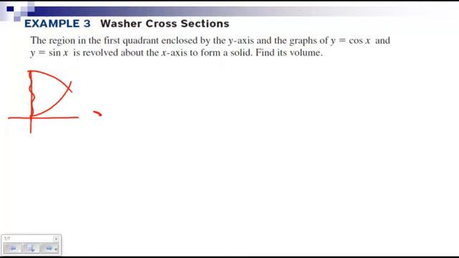By the way, where do they intersect? At what value does cosine and sine have the same value? Pi over what? 4. At pi over 2, cosine's all the way down to 0 and sine's all the way up to 1. It's the right triangle. The right isosceles triangle.